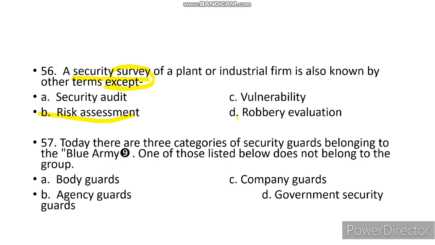57. Today, there are three categories of security guards belonging to the Blue Army. One of those listed below does not belong to the group. So, alin yung hindi kasama sa Blue Army? So, that's bodyguards.